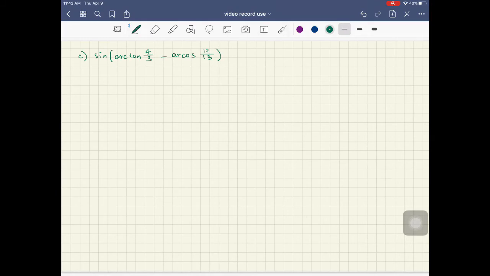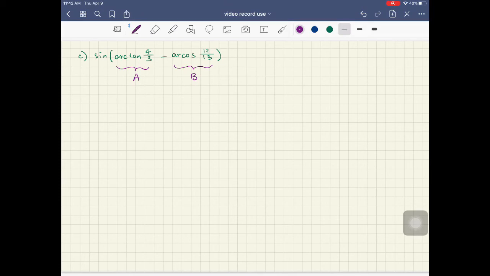So I'm going to say arc tangent of 4 over 3 returns me angle alpha. Arc cosine of 12 over 13 returns me an angle beta. Or I'm just going to use A and B to match the formula. So A and B. Because we're not talking about the same angles here, we have two different inverse functions. So both arc tangent and arc cosine will return two different angles. So I'm just going to label it, one is A, one is B.